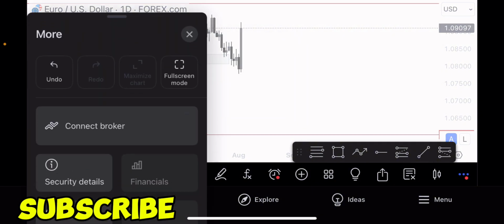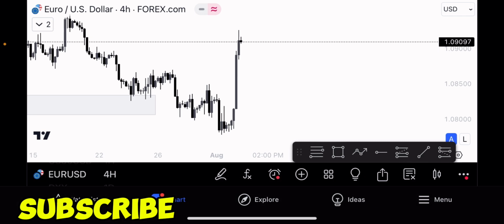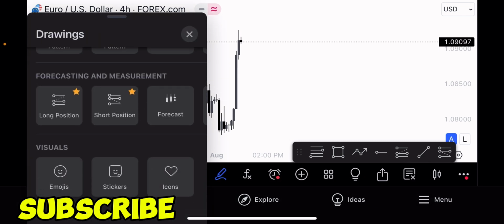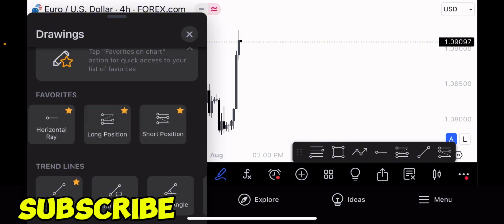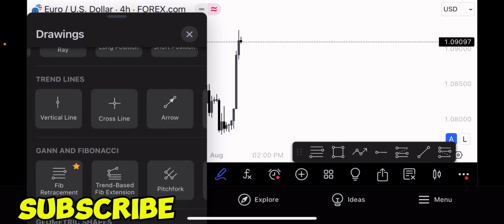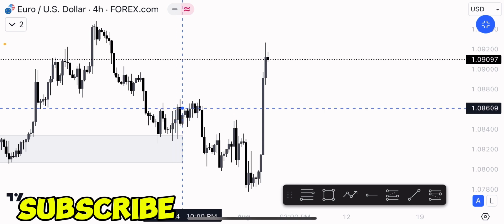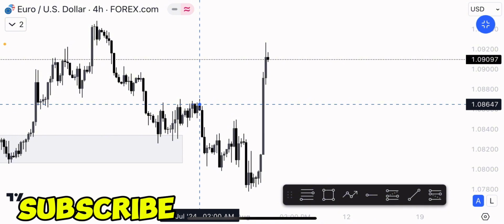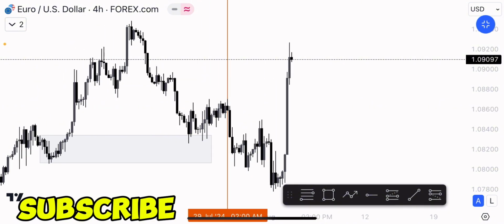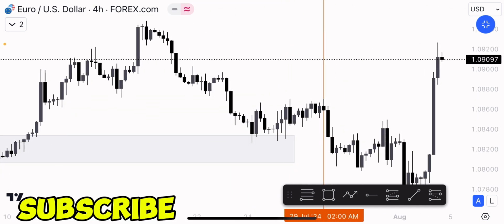So on the 4 hours time frame, on the 29th, that was our first trade. So on the 29th, we had this push. We already have this zone plotted here. Okay, we already have this zone.